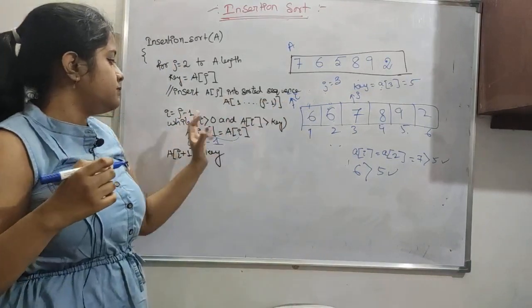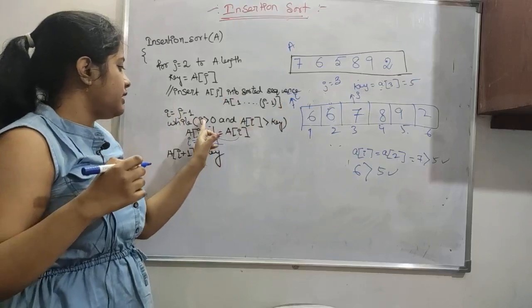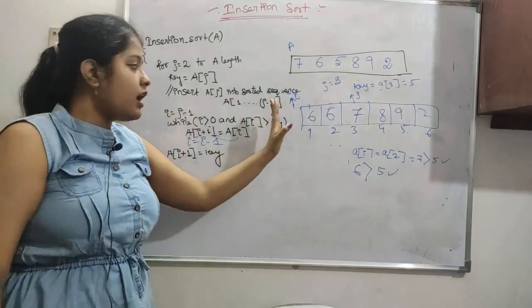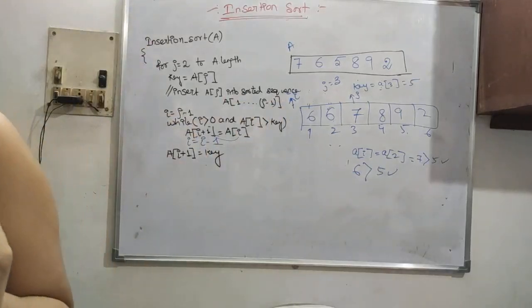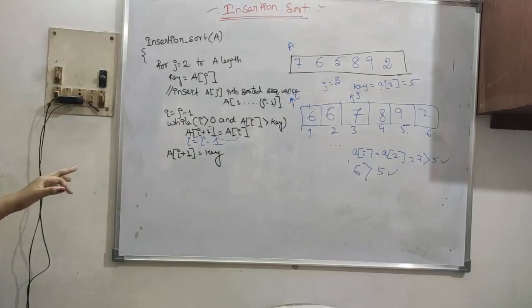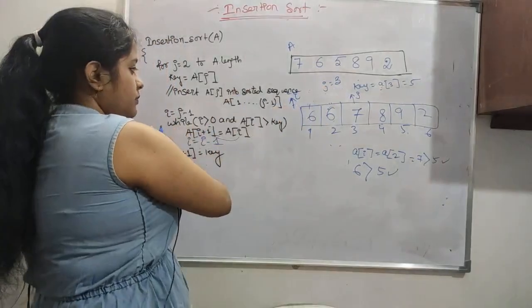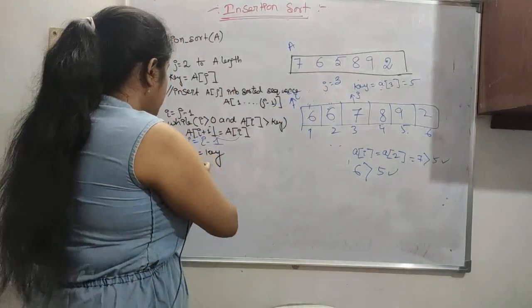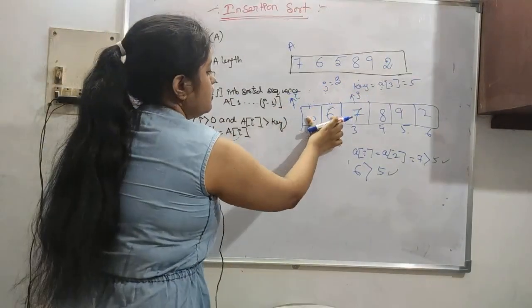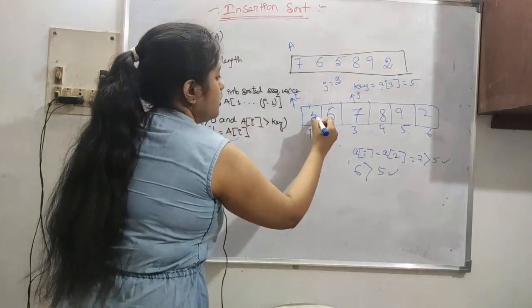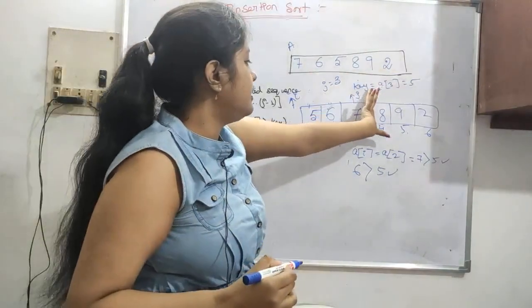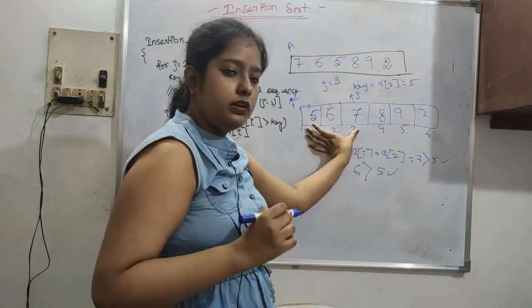We don't have to see this because this condition is failing. I is greater than 0 is not happening because I is equal to 0 here. So now A of I plus 1, I was pointing here before the array is starting. So A of I plus 1 is equal to key. So now, key was what? 5. So now you can see we have done till here and all these elements are already sorted.